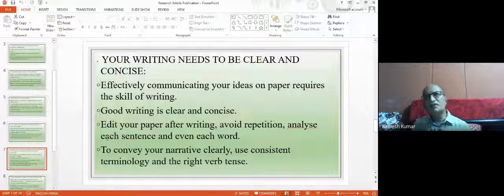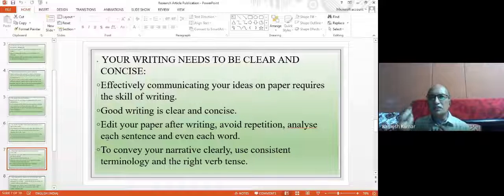Always remember, when you are writing a particular article, if somebody says your article is very good, it is very clear and very concise. Only then it will be good. Otherwise, nobody will say that your paper is good. So try to be very clear about your writing. It should always be concise.